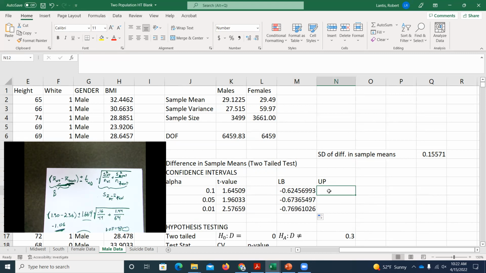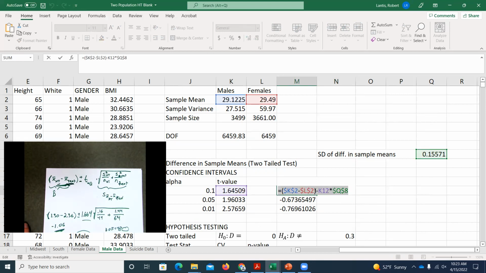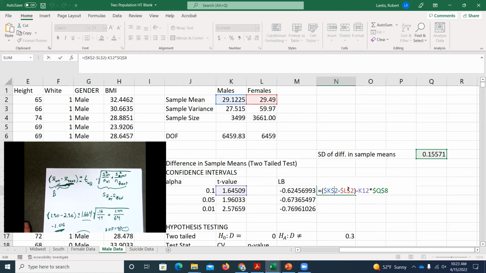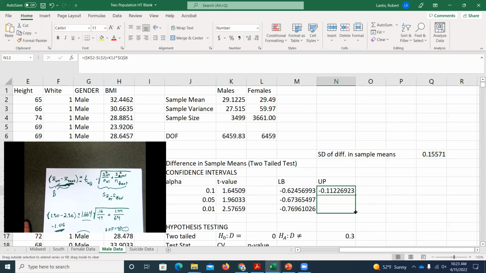Now, the upper bound equation is the exact same thing. I'm just adding my margin of error. Probably the easiest way to do this, you could type it all in again, but I could just copy, hit enter out of the cell, paste it, go in and change that negative to a positive sign there and add my margin of error. That's all I need to do. Now I can copy this down and I've got my three levels of confidence pretty quickly.